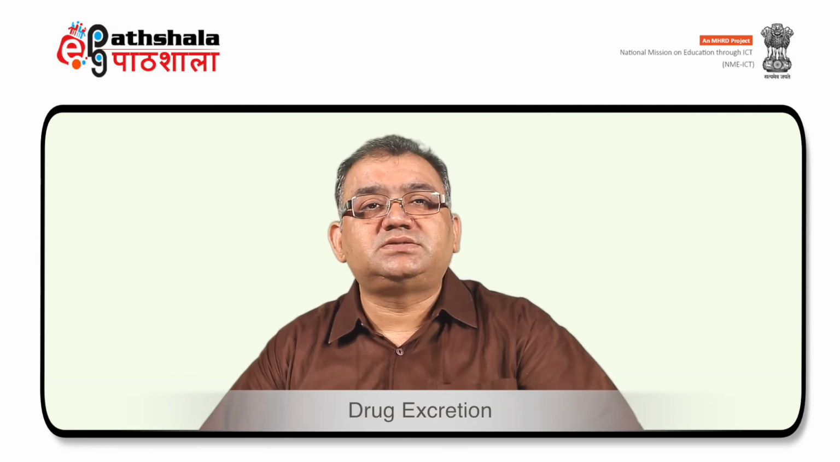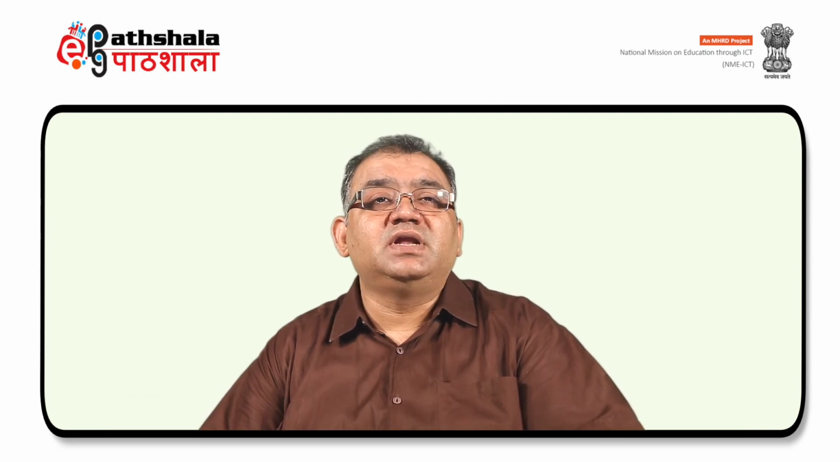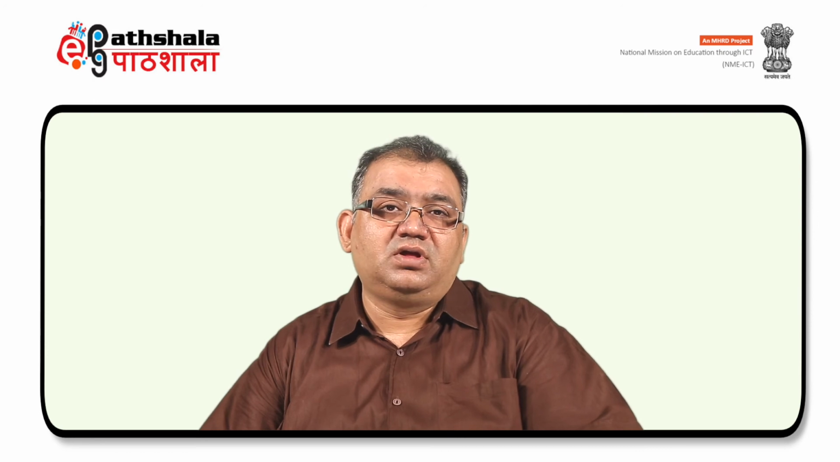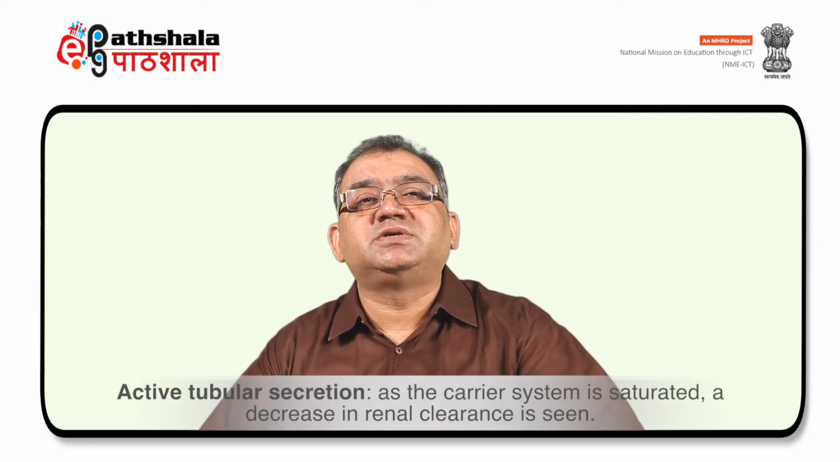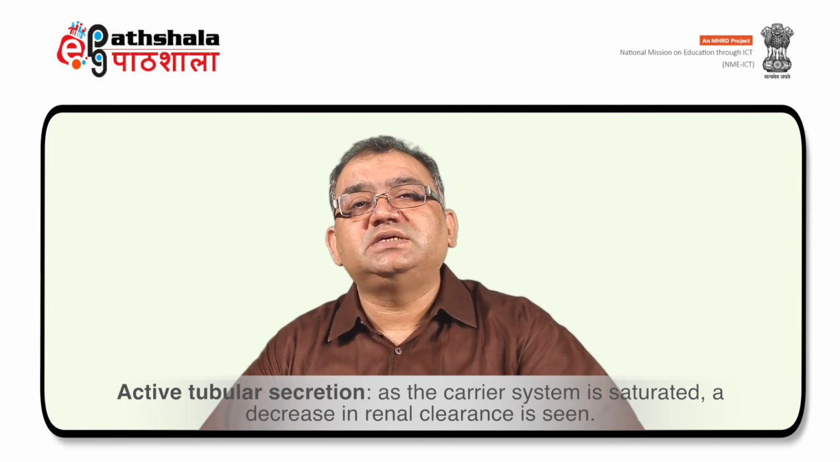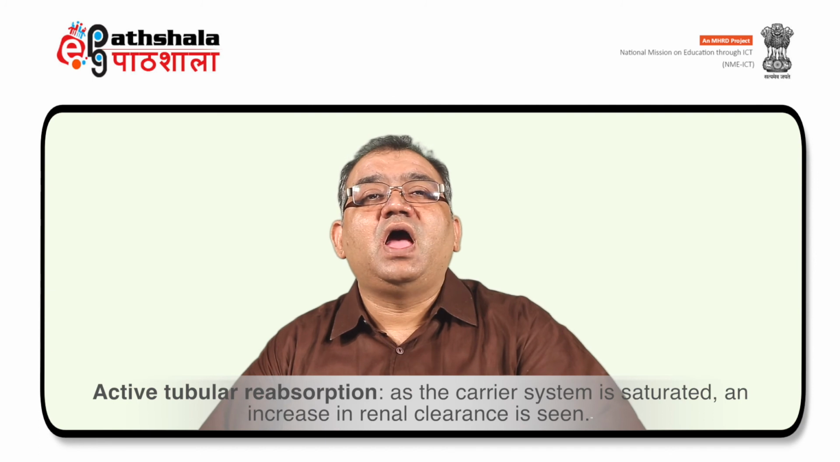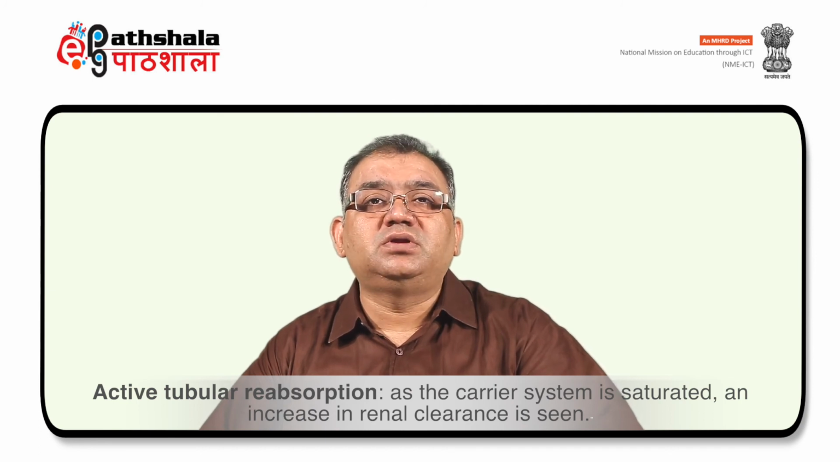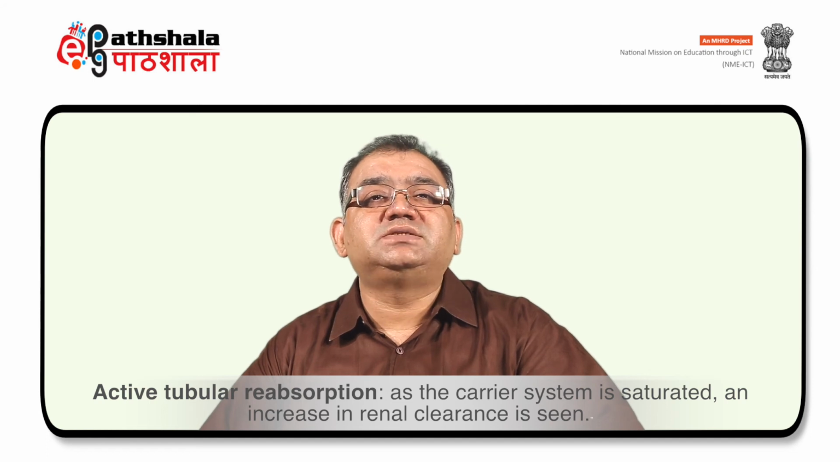The fourth process, the drug excretion. In this, two saturable active processes in renal excretion of drugs are involved. The active tubular secretion: as the carrier system is saturated, a decrease in renal clearance is seen. In case of active tubular reabsorption, as the carrier system is saturated, an increase in renal clearance is seen.